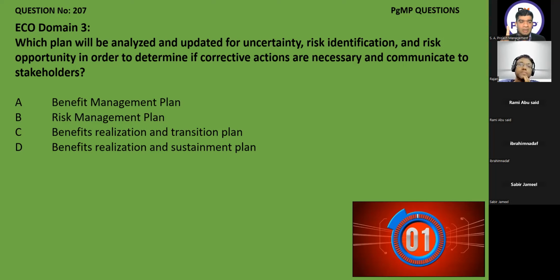Don't rush in the question, number one. And specifically if the question seems very easy, please read it 2 times. Every time I say this, because this is a very high level exam. It's not a very easy topic. So if you feel this is very small, very easy, then please read it 2 times. Okay, so here the correct answer is D, benefit realization and sustainment plan.